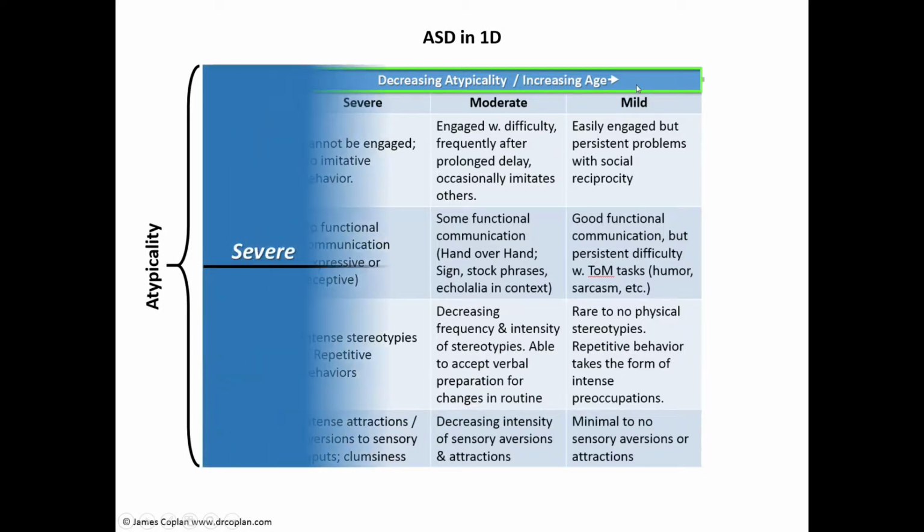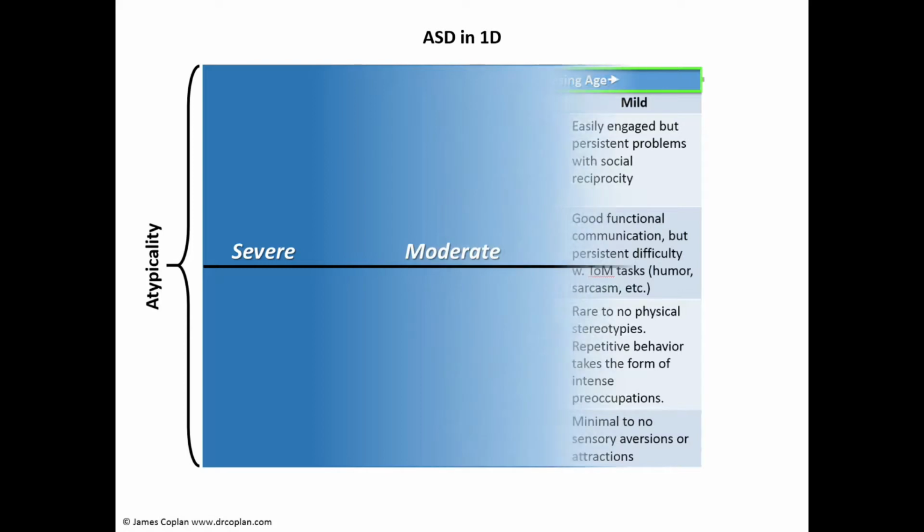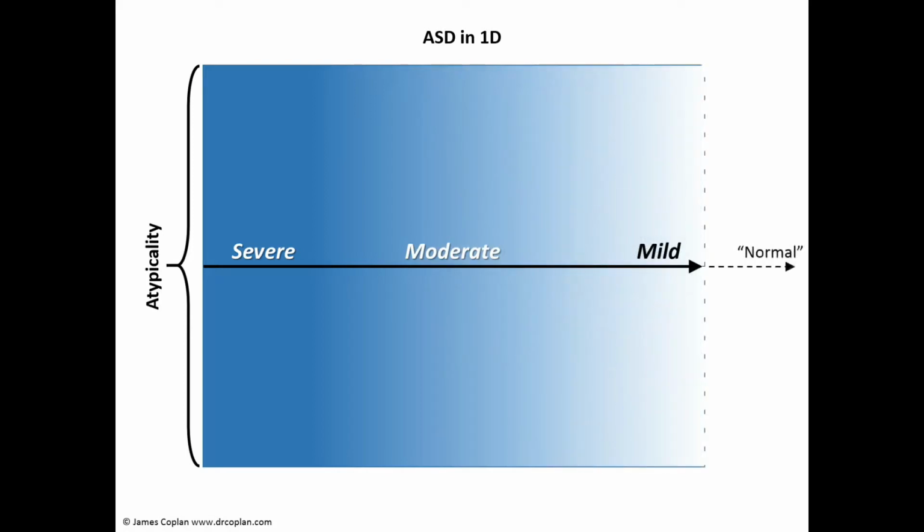And what we did was we blenderized all of this together to make the x-axis of a graph going from severe to moderate to mild, and over here in quotes is normal. And remember, there's no sharp border between being on the spectrum and being, quotes, normal.